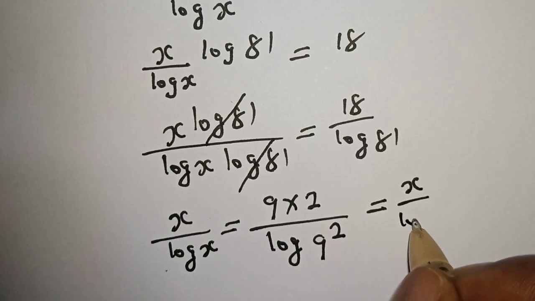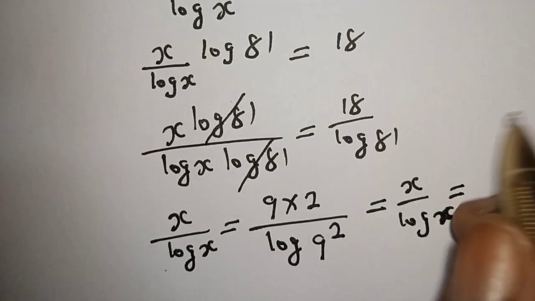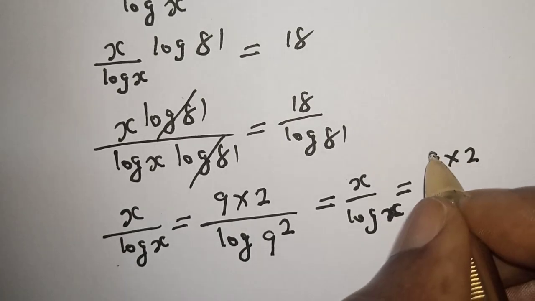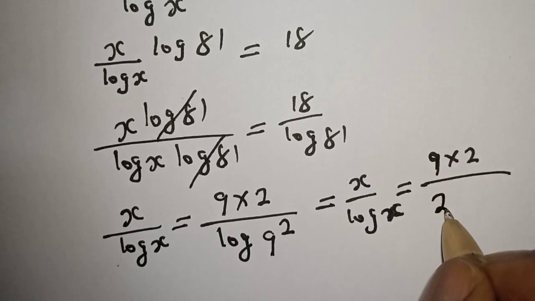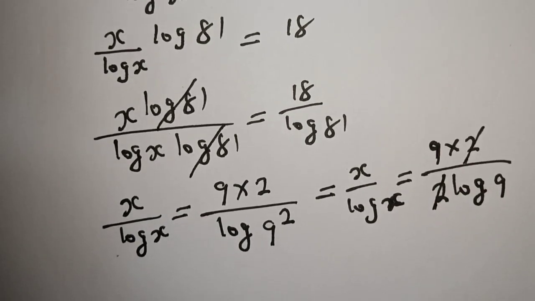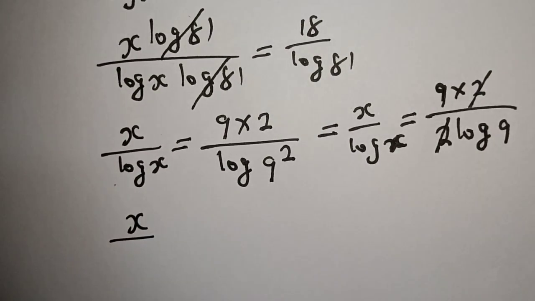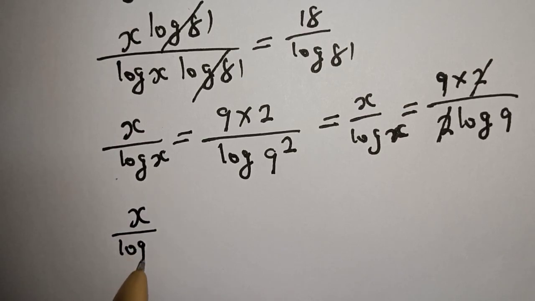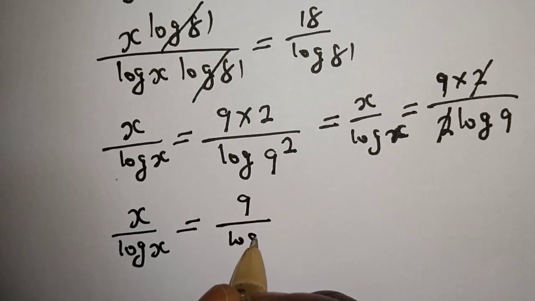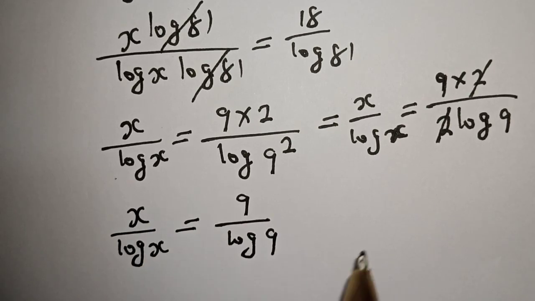This is equal to s over log x is equal to 9 multiplied by 2 over 2 log 9. This will cancel this. And here is s over log x is equal to 9 over log 9. And from here, we can see that s is equal to 9 and log x is equal to log 9.